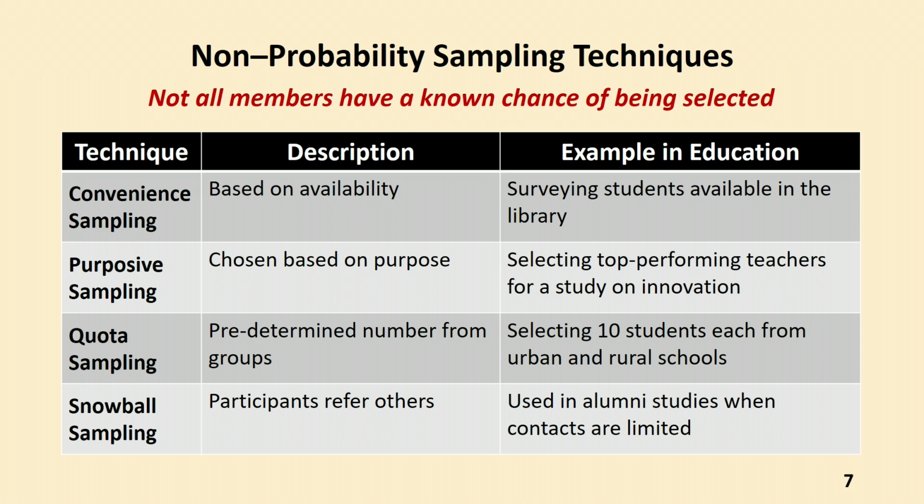So you can again see a relationship here between the examples and the techniques that we are discussing, especially with snowball sampling. Here participants refer others. It is used in alumni studies when contacts are limited, meaning the researcher does not know who will be the next participant in the study, and that is guided by the sample that the researcher obtained first. So this is how these sampling techniques are used in different kinds of research.